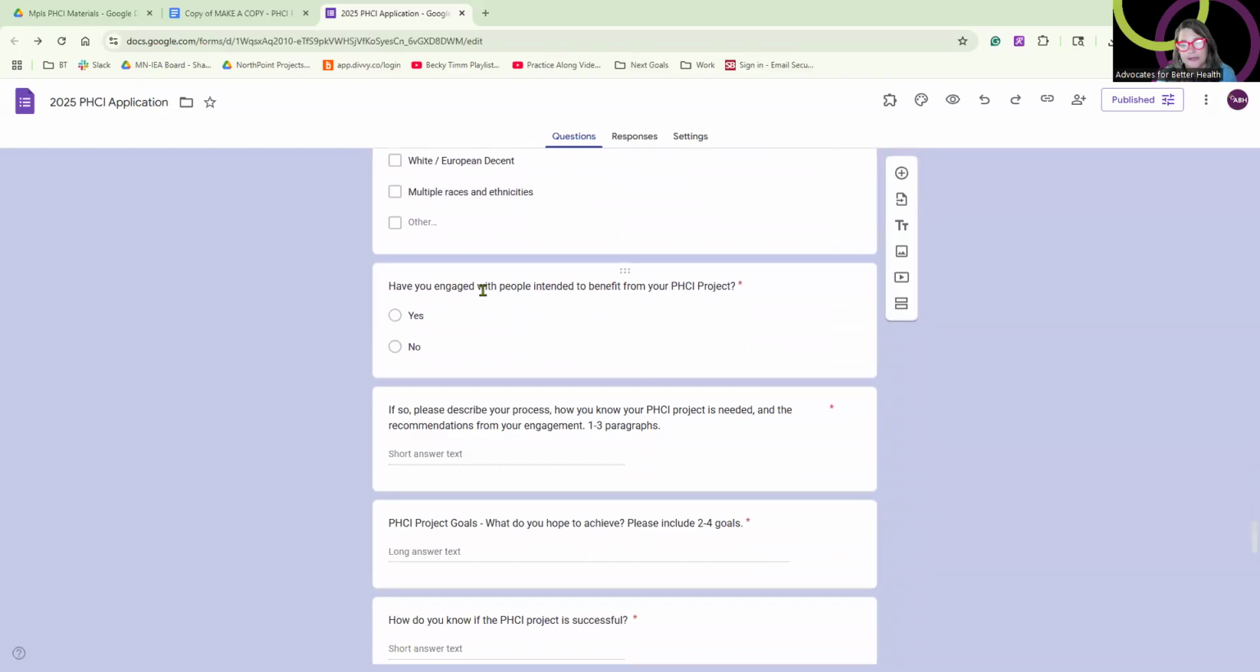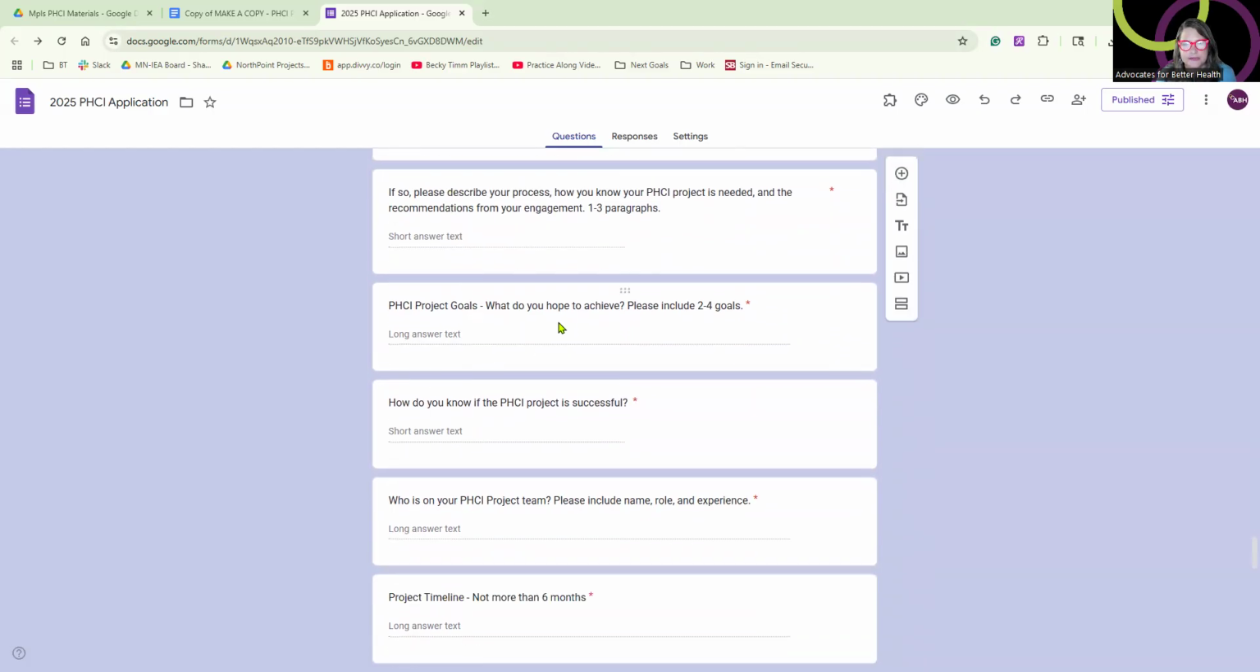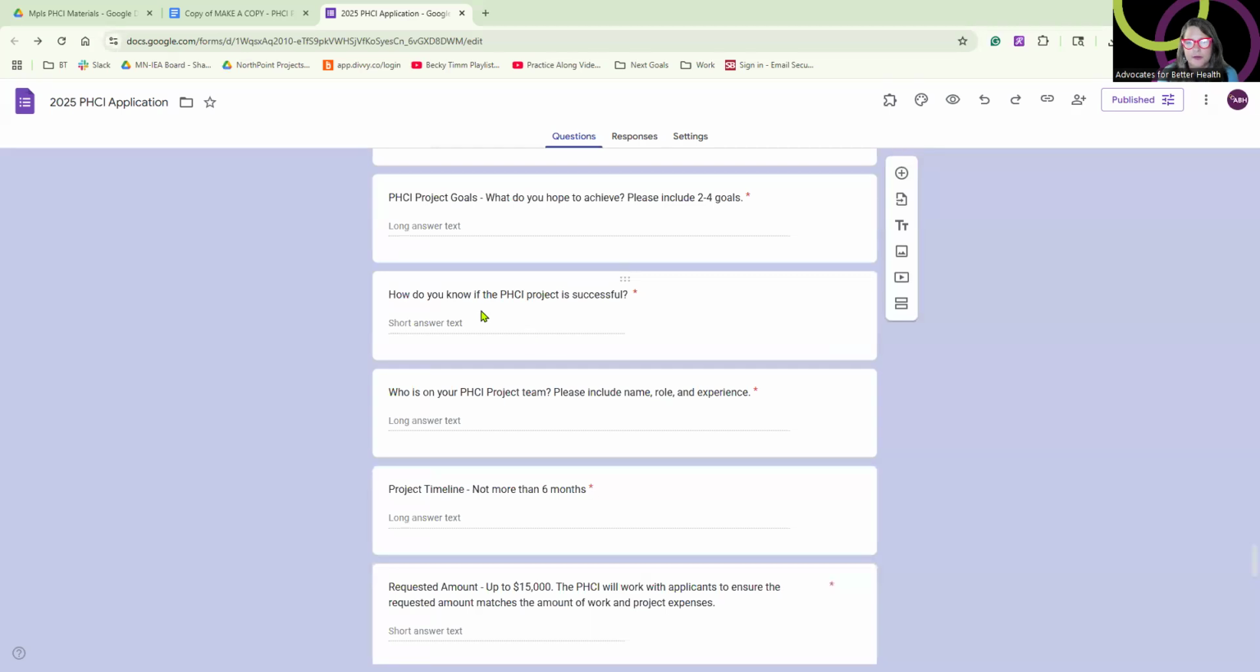And then this goes back to the sheets that we were just talking about. Have you engaged with people intended to benefit from your project? If so, in 1 to 3 paragraphs, what are they saying about your idea? And then your project goals. Include 2 to 4 goals, like what do you hope to accomplish by completing your project? How do you know if it's a success?